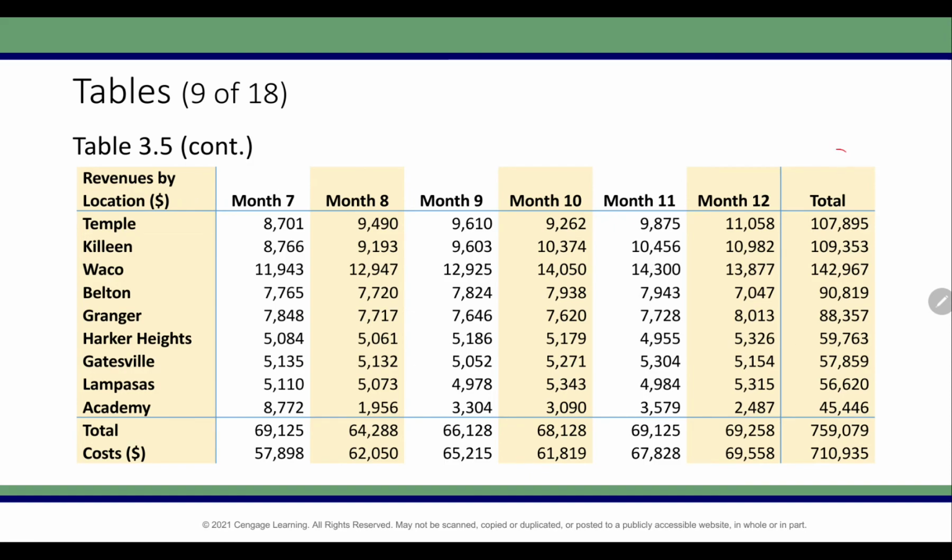So at the very end, you can see another total column, which basically shows the total of this first location. The total revenue obtained in this temple location from month 1 until month 12 is $107,895, and so on. So that's for each location. You can see now this is a much cleaner table.